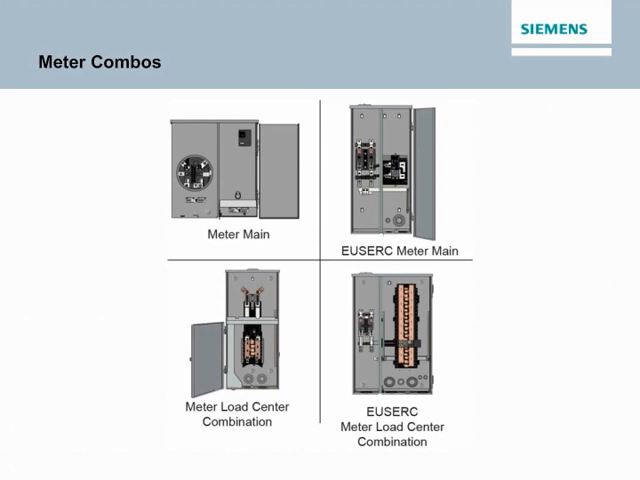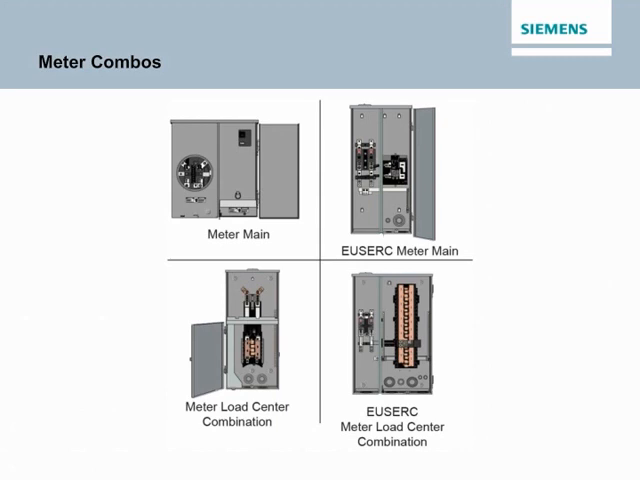A meter main is a meter socket combined with a main circuit breaker in one enclosure. This arrangement is sometimes required by utilities because it places the main breaker external to the residence, making it easier for service personnel to disconnect power.